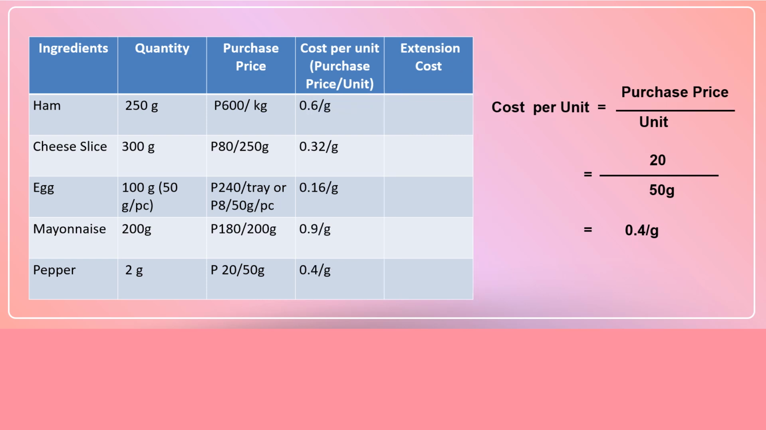The cost per unit for the ham is 0.6 per gram. For the cheese slice, 0.32 per gram. For the egg, 0.16 per gram. For the mayonnaise, 0.9 per gram. And for the pepper, 0.4 per gram.